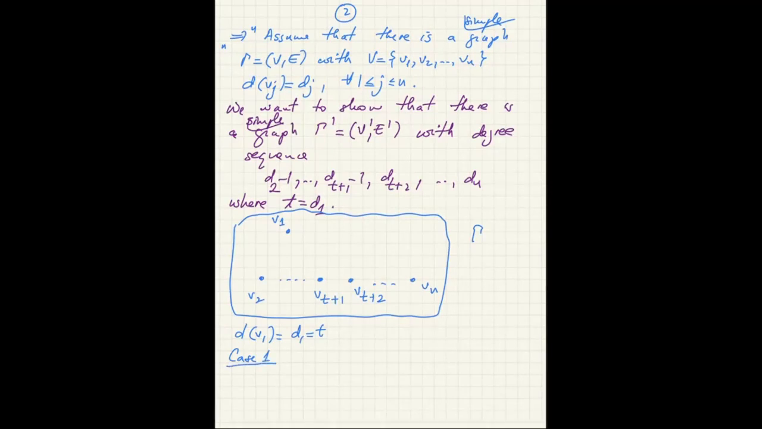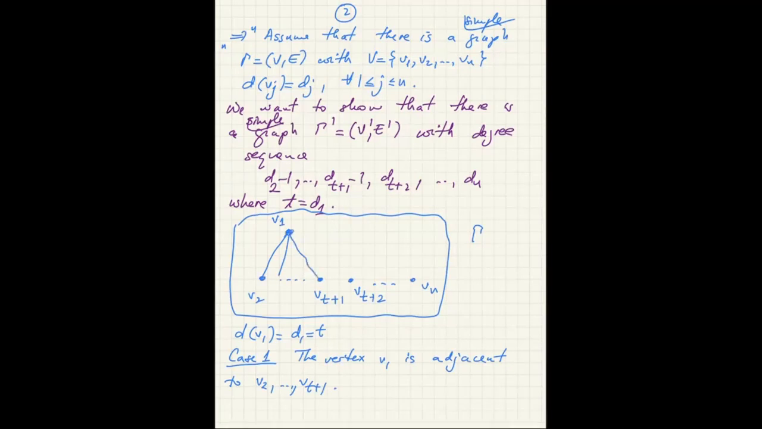Case one is the case that the vertex v1 is adjacent to v2 all the way up to vt plus 1. So it's adjacent to the vertices whose degrees are immediately below it. So in my picture, it will be like this. It'll be adjacent here all the way up to here.